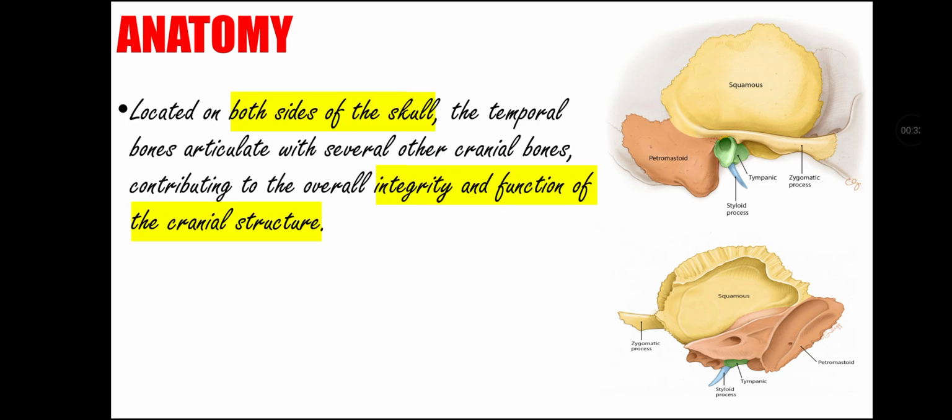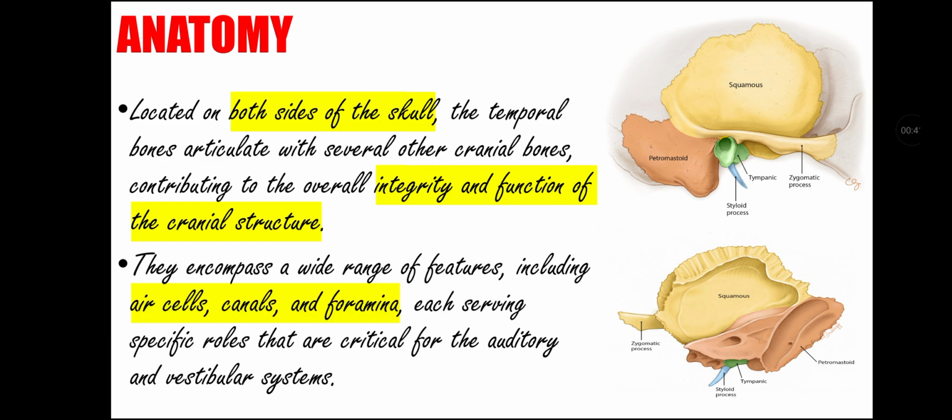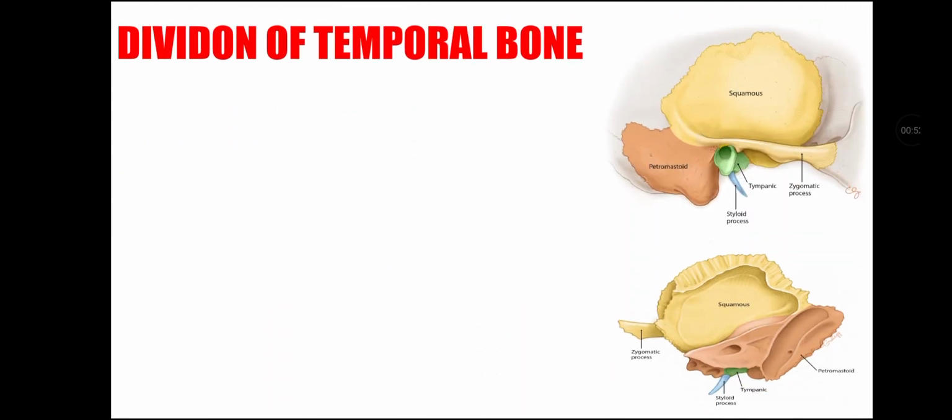It is located on both sides of skull. The temporal bone articulates with several other cranial bones, contributing to overall integrity and functions of the cranial structure. They encompass a wide range of features including air cells, canals, and foramina, each serving specific roles that are critical for auditory and vestibular system.